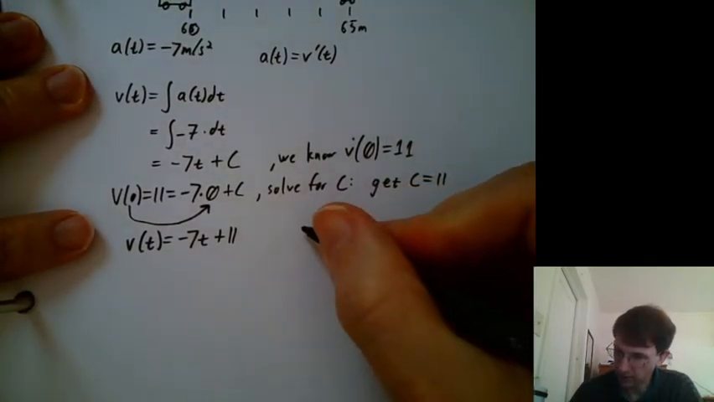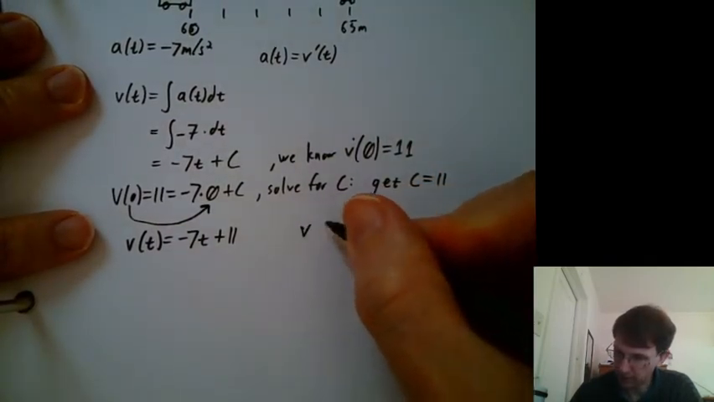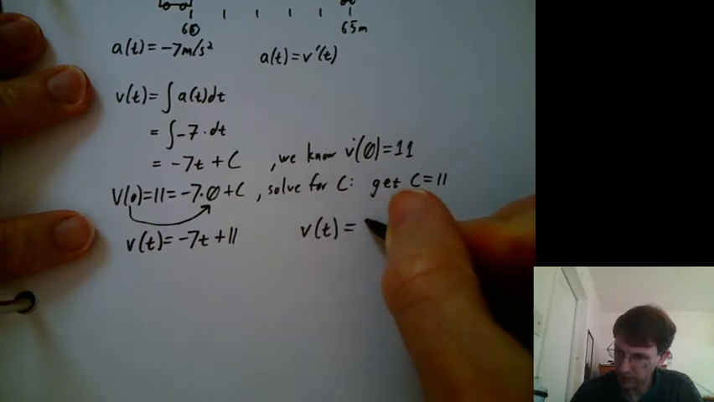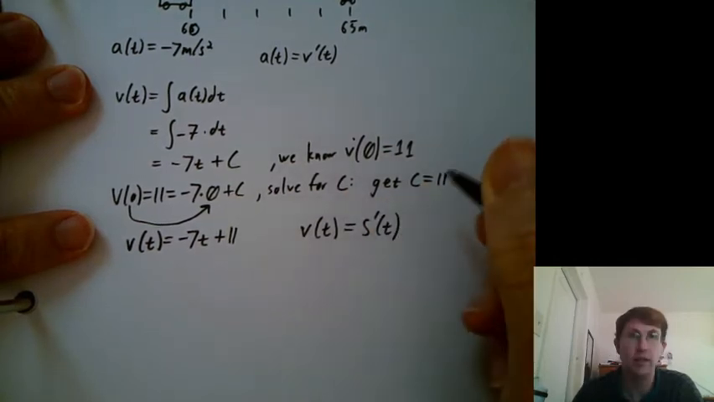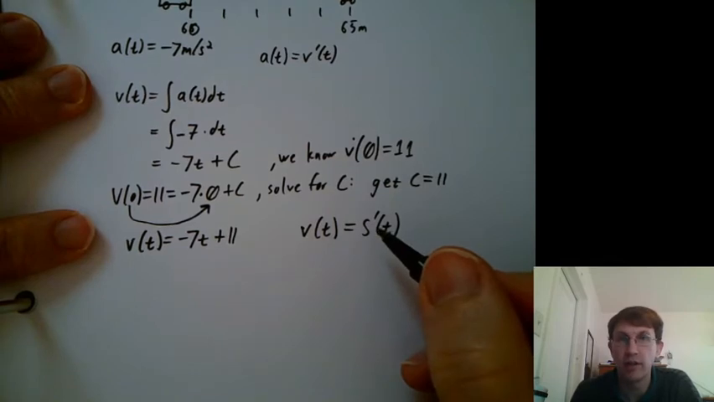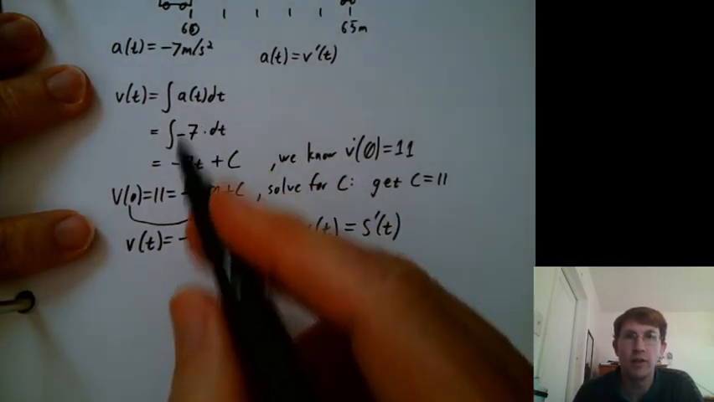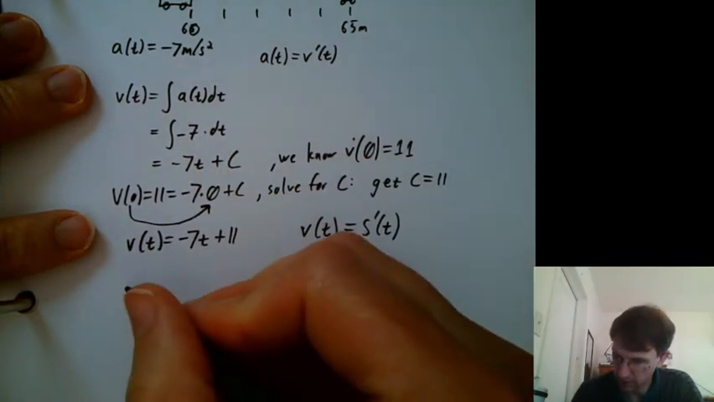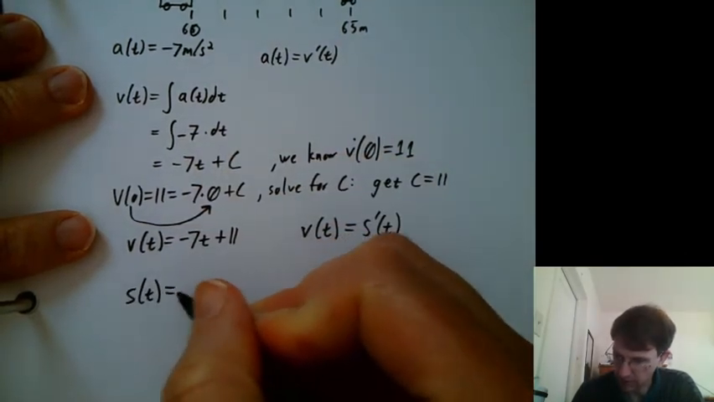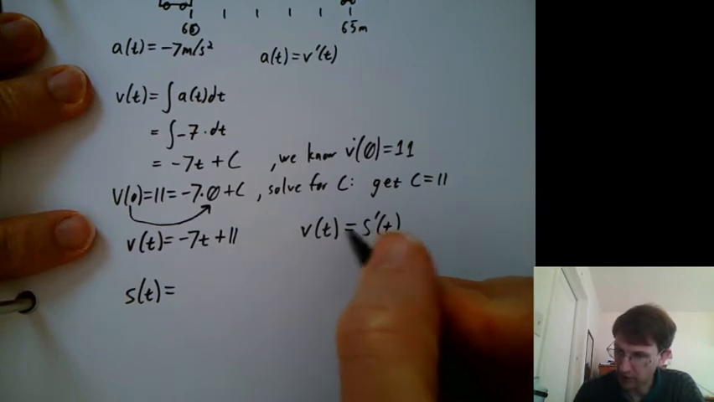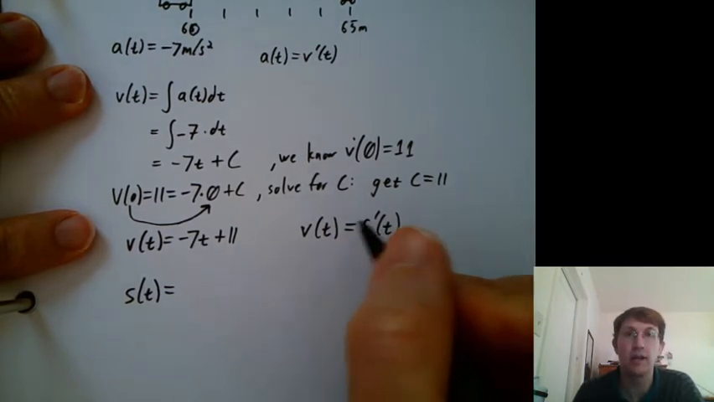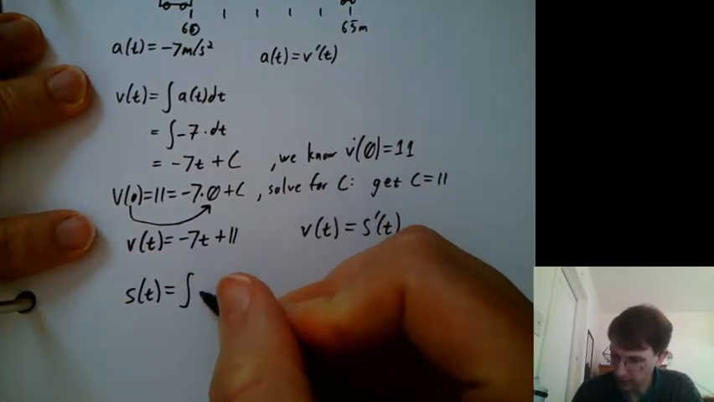So we know that velocity is the derivative of position. Position is traditionally written with an s. I'm not sure exactly why. So can we do the same thing we just did? Say position at time t. If velocity is the derivative of position, then position is the antiderivative of velocity.